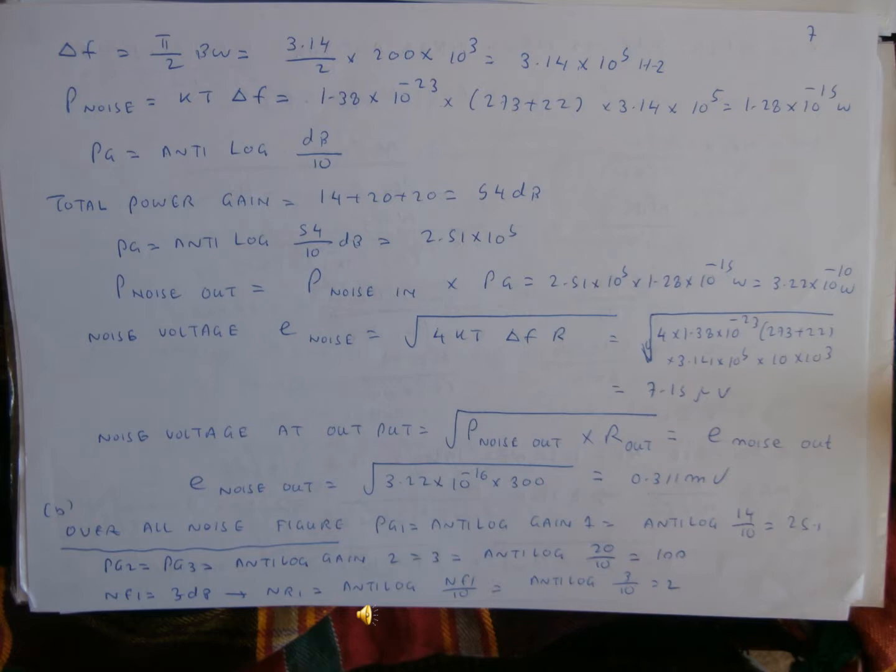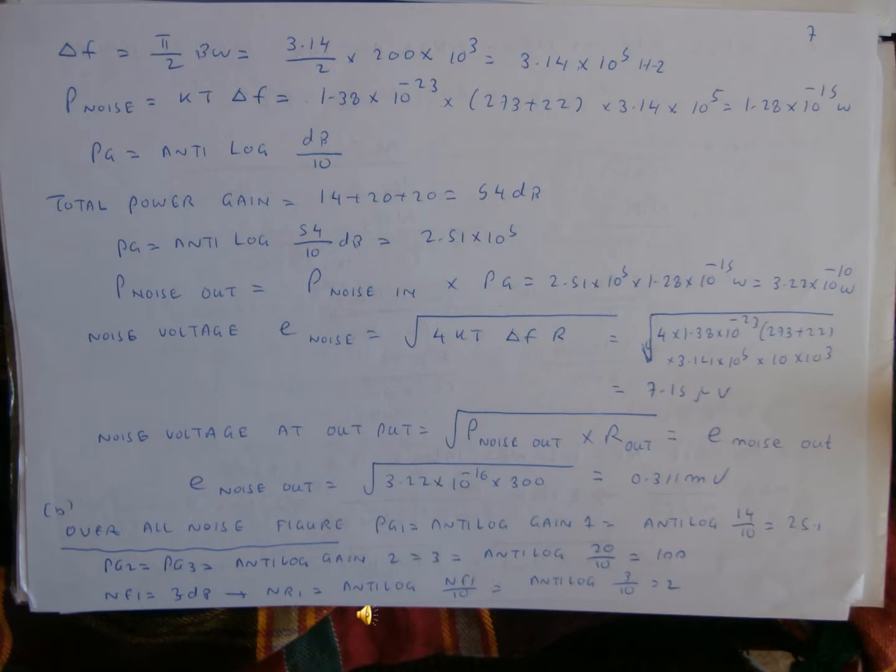Now the bandwidth is pi by 2 times 200 times 10 power 3, so 3.14 times 10 power 5 hertz. So the noise power at the input is 1.38 multiply 10 power minus 23 multiply 273 plus 22 multiply 3.14 multiply 10 power 5, so 1.2 multiply 10 power minus 15 watt. The total power gain is 14 plus 20 plus 20, so 54 dB. The power gain is antilog of 54 by 10, so 2.51 multiply 10 power 5.